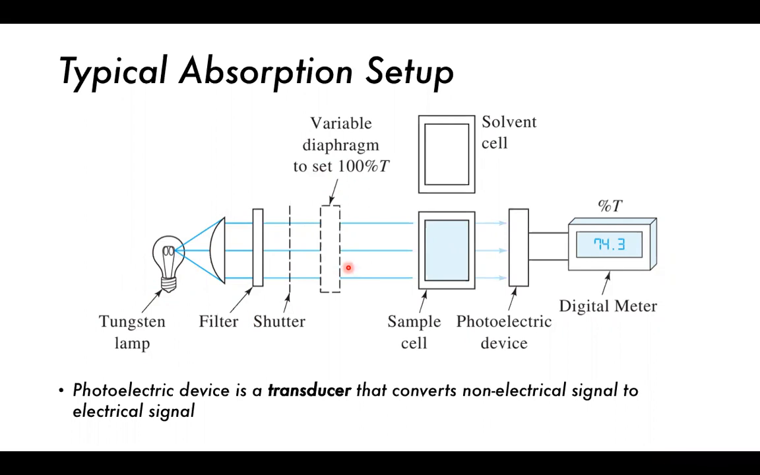Then the diaphragm is sometimes there, sometimes not. Then we've got the sample cells, photoelectric devices, and then the digital meter. Today we'll talk about the tungsten lamp, the filter, the sample cell, and the photoelectric device, but we won't talk about the readout. Recall that a photoelectric device is a transducer that converts non-electrical signal to electrical signal.